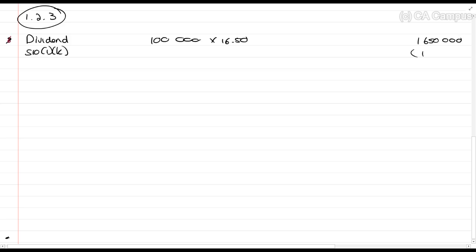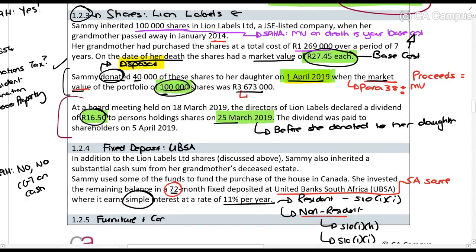Section 10.1k. Right, dividends are exempt. Okay, then what else happens?